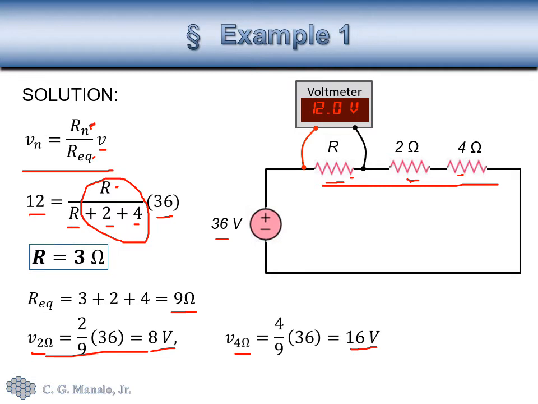Take note that I use here also the voltage divider technique. And also note that for series connected resistors, the sum of the voltages across each of the resistances will be equal to the voltage impressed. So this last line here will serve as a check if our values of the resistances and voltages are correct.